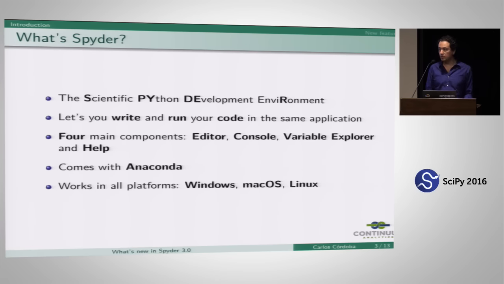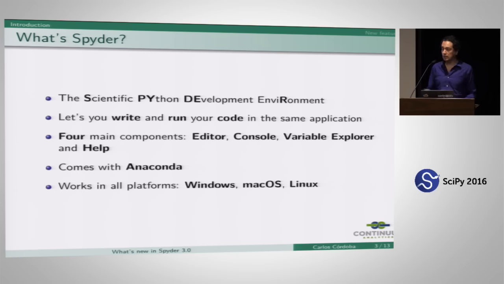Spyder is an acronym that means the Scientific Python Development Environment. But what does that really mean? This means that Spyder lets you write and run your code in the same application. For that, Spyder offers users 4 main components: an editor to write your code, a console to run it, a variable explorer to check the results obtained during the execution of your code, and a help pane to look up documentation associated with that code.